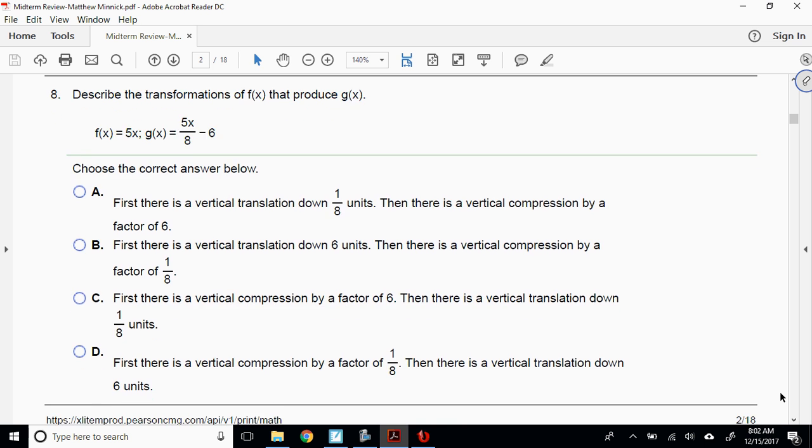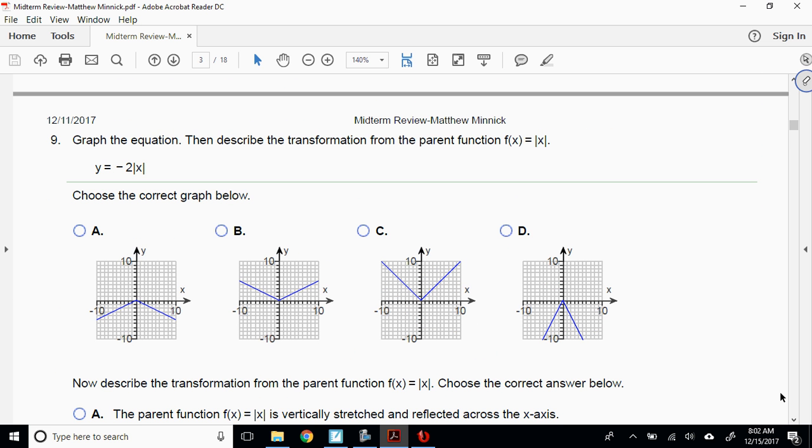Number 9. I see the negative, which tells me I have a V shape that opens downward. I see the 2, which tells me that that's the slope, rise over run. It's steeper. So number 9, we're looking at D. Oh, yeah, 9's D. I had the wrong answer on my paper.